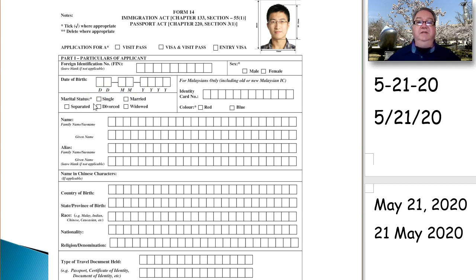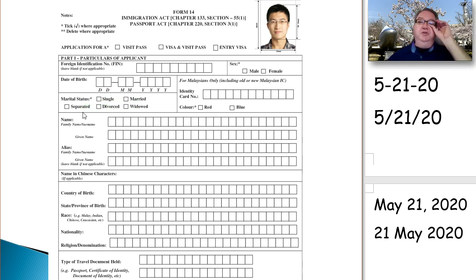The next box here says for Malaysians only. None of you are Malaysian, so leave it blank. Don't fill this in. Marital status. Your status is your current situation. Single, married, separated, divorced, widowed. Single means never married. Married, of course, married.